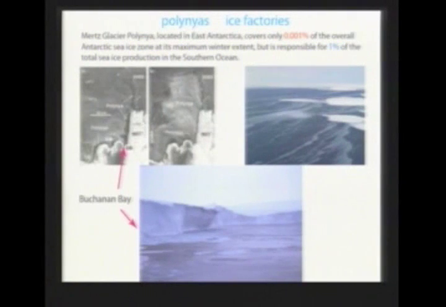These are like ice factories. This is the Mertz Glacier polynya right off the coast of East Antarctica. I've spent a couple of months of my life in there. I've spent a fair bit of time in my life in Antarctic polynyas. And polynya is a Russian word meaning ice-free region.